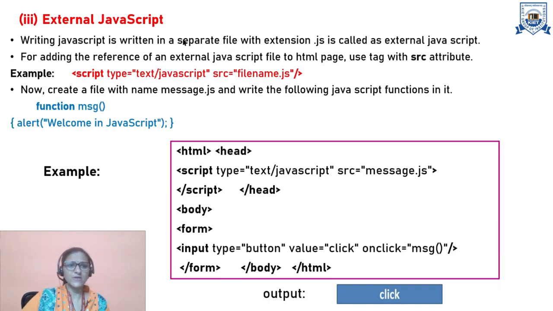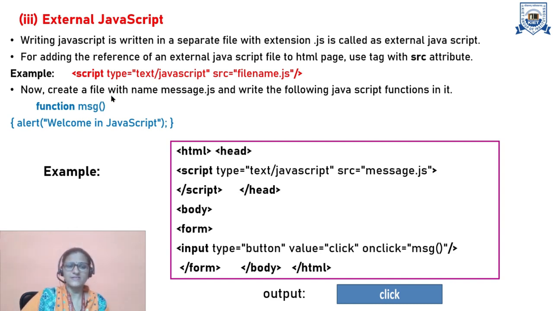Now the third one is external JavaScript. In this case, we write JavaScript in a separate file and save it with the extension .js. This is called external JavaScript. Now, for adding the reference of the external JavaScript file to our HTML page, we use the script tag with the src attribute, that is the source.